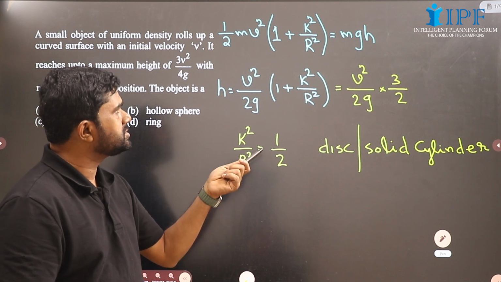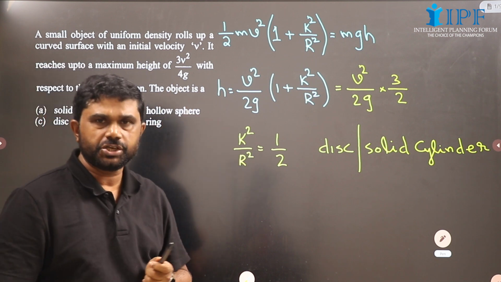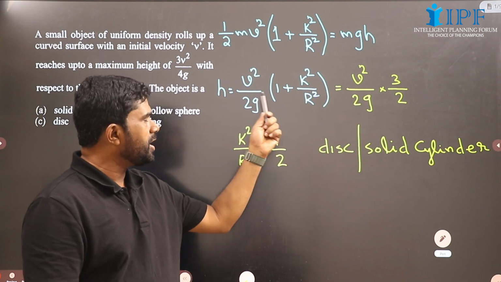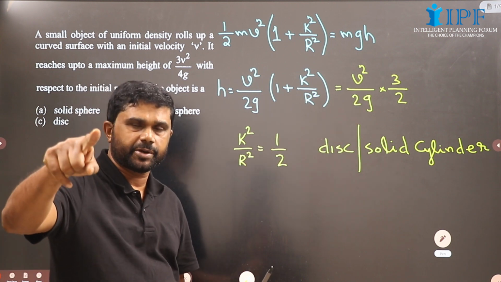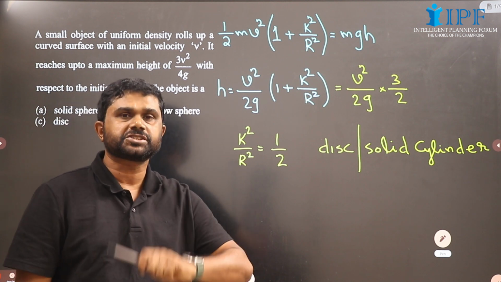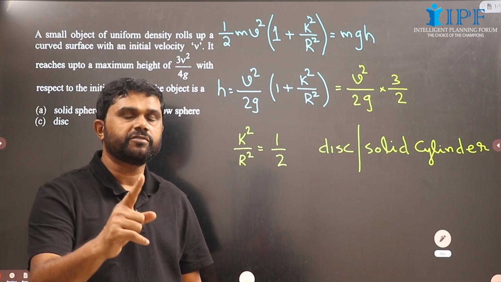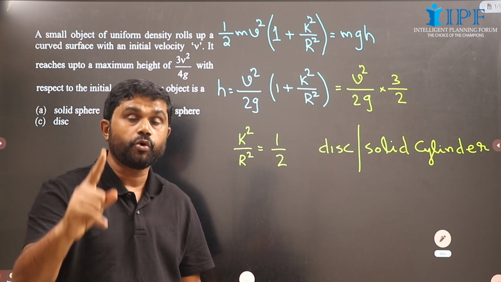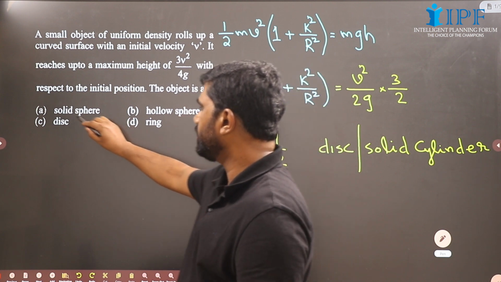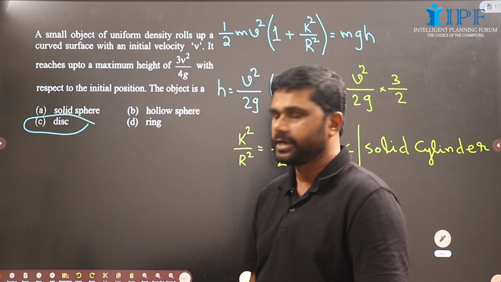and it is given as 3v square by 4g, or we can write 3v square by 2g into 3 by 2. So 1 plus k square by r square equals 3 by 2, and k square by r square will be 1 by 2. Means the moment of inertia is half mr square. So the body will be either a disc or a solid cylinder. Okay, so here we have a disc.